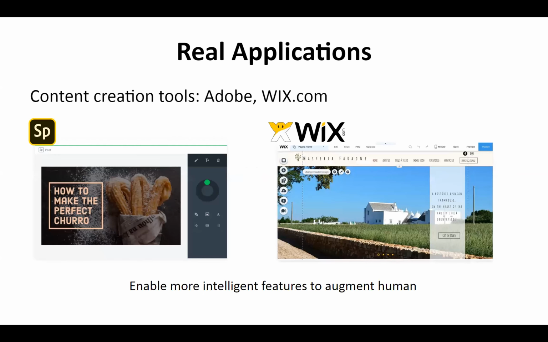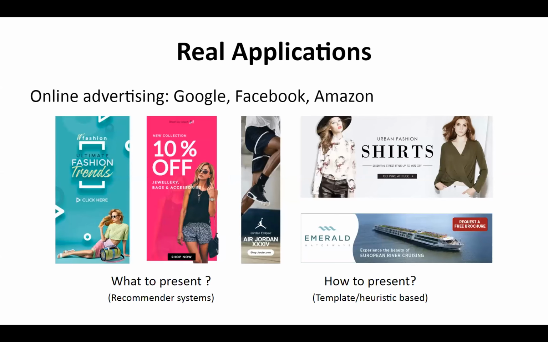Enabling computers to understand and generate graphic designs has many practical applications. One direct application is to enable more intelligent features in existing content creation tools to augment humans. Another possible application is for online advertising. A critical problem in online advertising is personalization at scale.